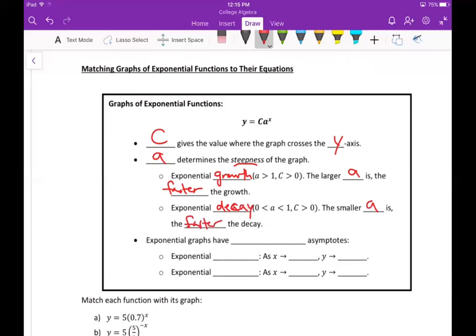We also saw from the very beginning that exponential graphs have horizontal asymptotes. For exponential growth, we have that as x goes to negative infinity, y approaches 0, right? Think about that exponential growth graph. As we go off to negative infinity, that's where we're approaching 0. For exponential decay, we saw that the reverse happens, right? For decay, as we go off to positive infinity, that's where y approaches 0.